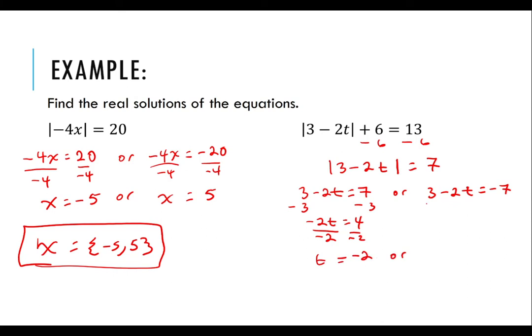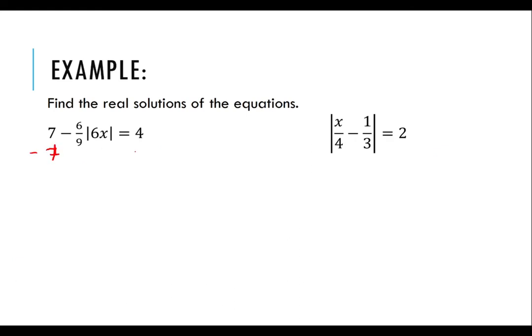Or, do the other side, minus 3, negative 2t is then equal to negative 10. Divide by negative 2, divide by negative 2. t is equal to positive 5. So notice that we have two solutions once again. t is going to be equal to either negative 2 or positive 5.